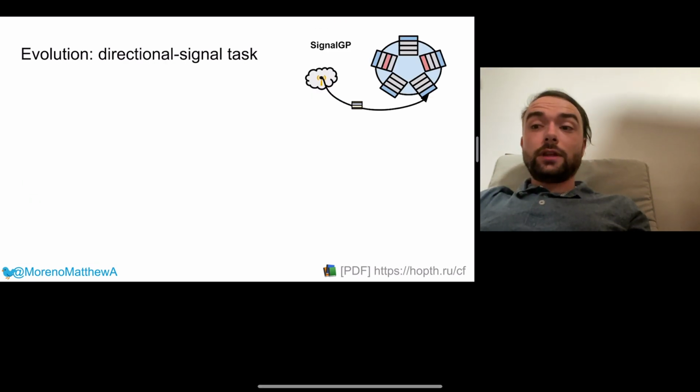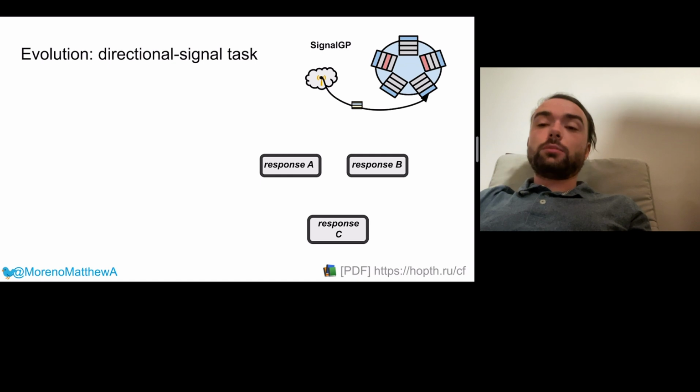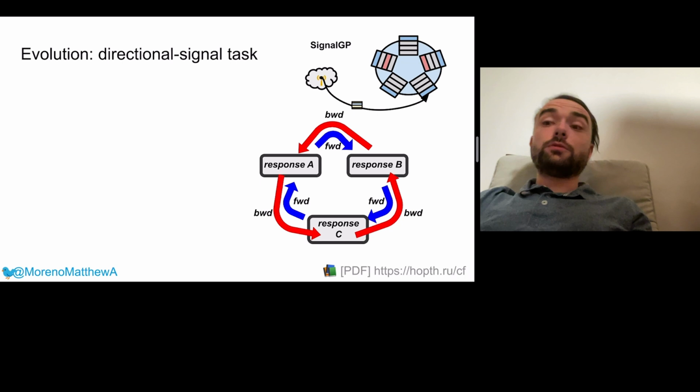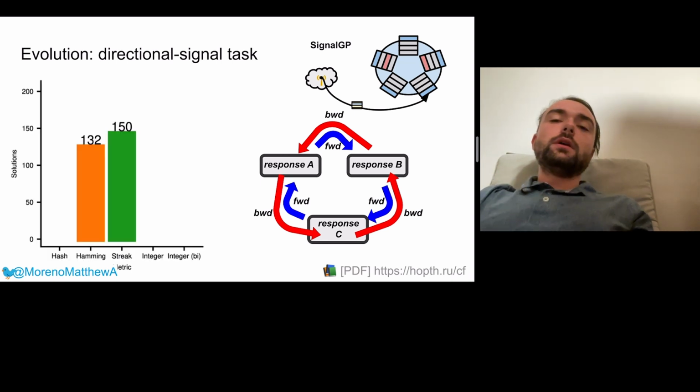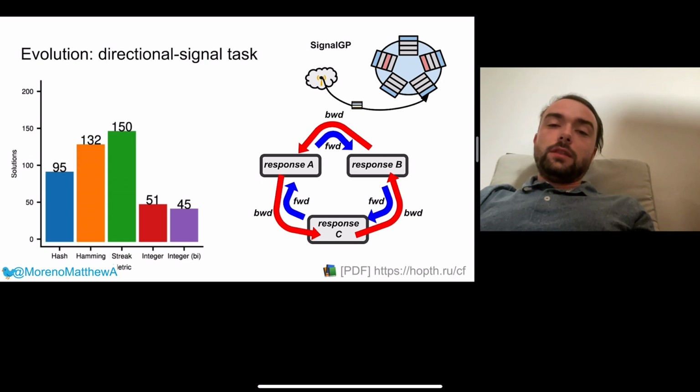Next, we looked at a slightly more complicated problem, the directional signal task. This problem requires the genetic program to be able to cycle through a set of different states, moving either forward through the cycle in response to environmental signals or backwards through the cycle. And this problem is known to require denser interaction networks among the modules in the signal GP program. Results were much the same, with the Hamming and streak metrics performing the best, integer metrics performing the worst, and the hash metric being in the middle.